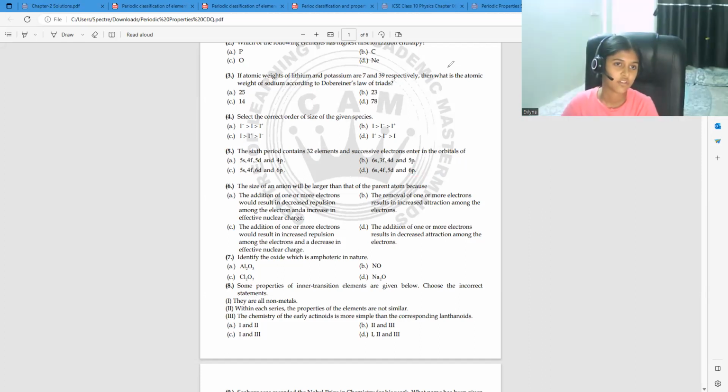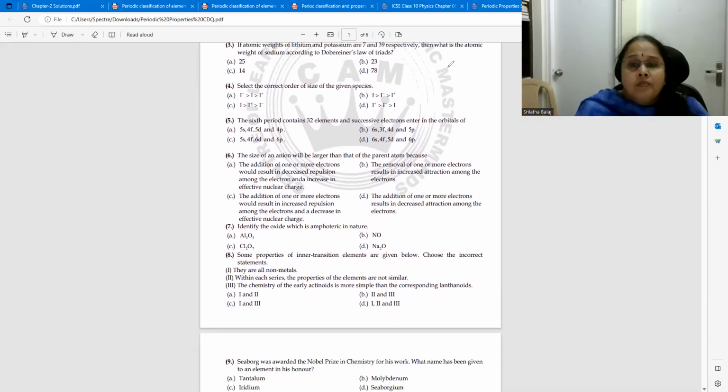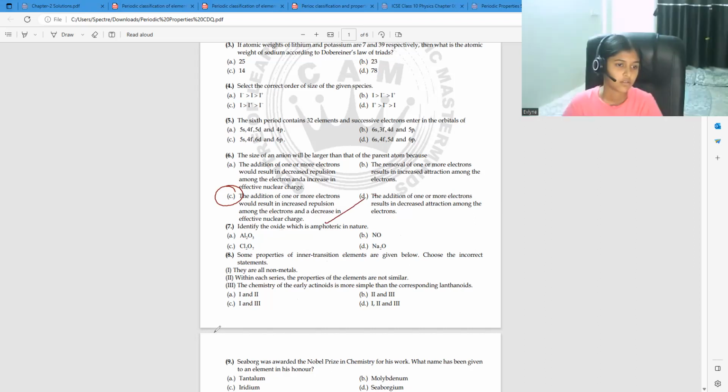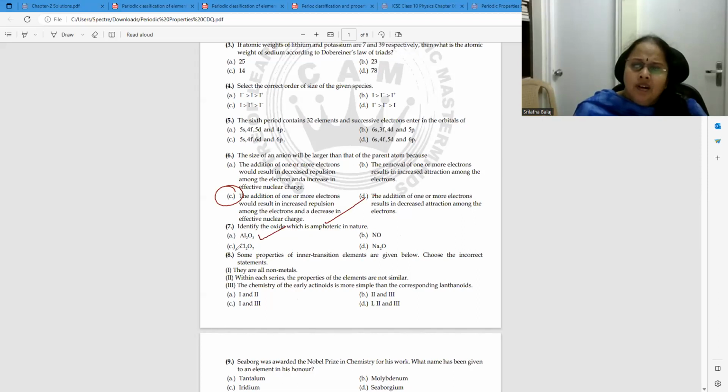C option. Yeah. Sixth one. Size of anion will be greater. Remember, we discussed this reason yesterday? Because there's a repulsion as well as there is an effective decrease. Identify which will have an amphoteric nature. Which among these? What type of amphoteric nature? Aluminium oxide. It shows both basic and acidic properties. Very good. Next.